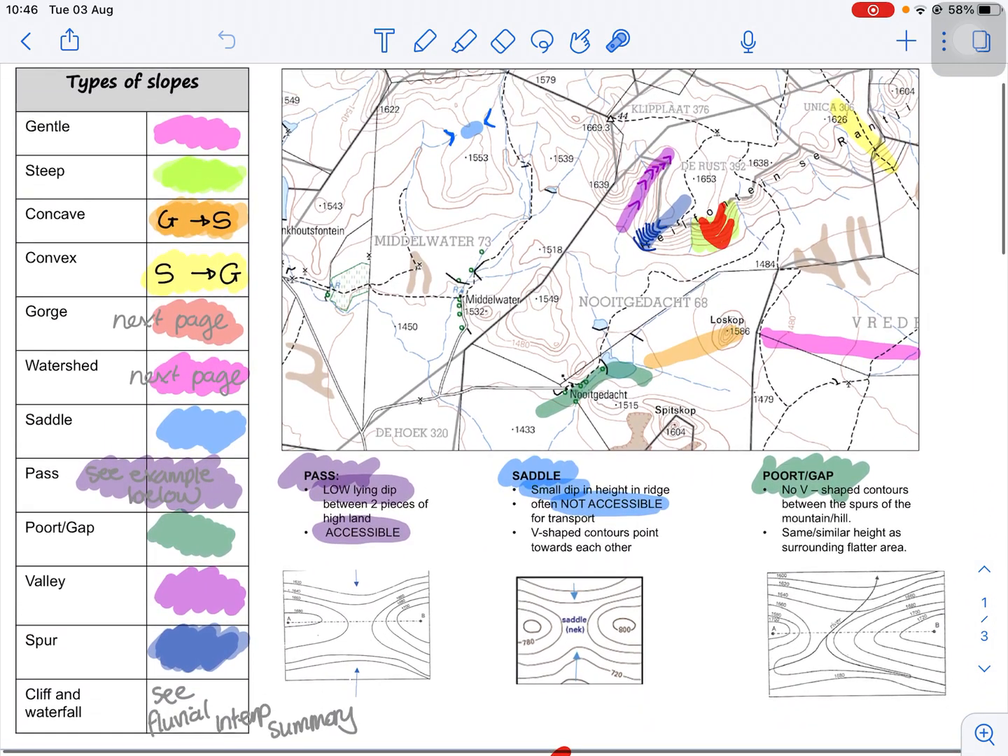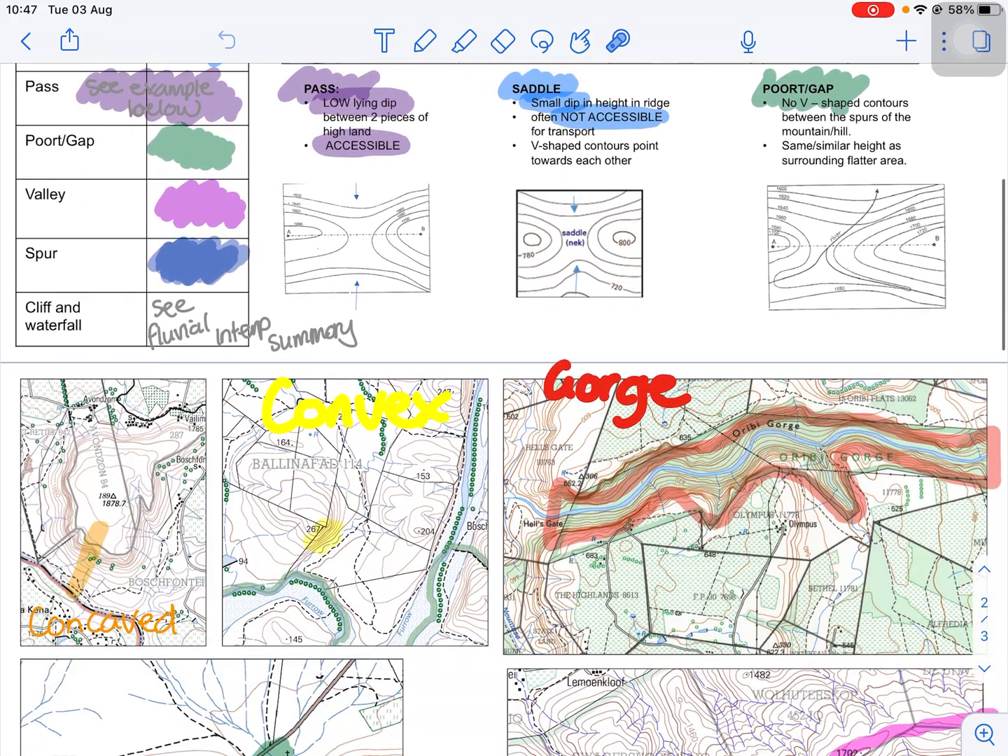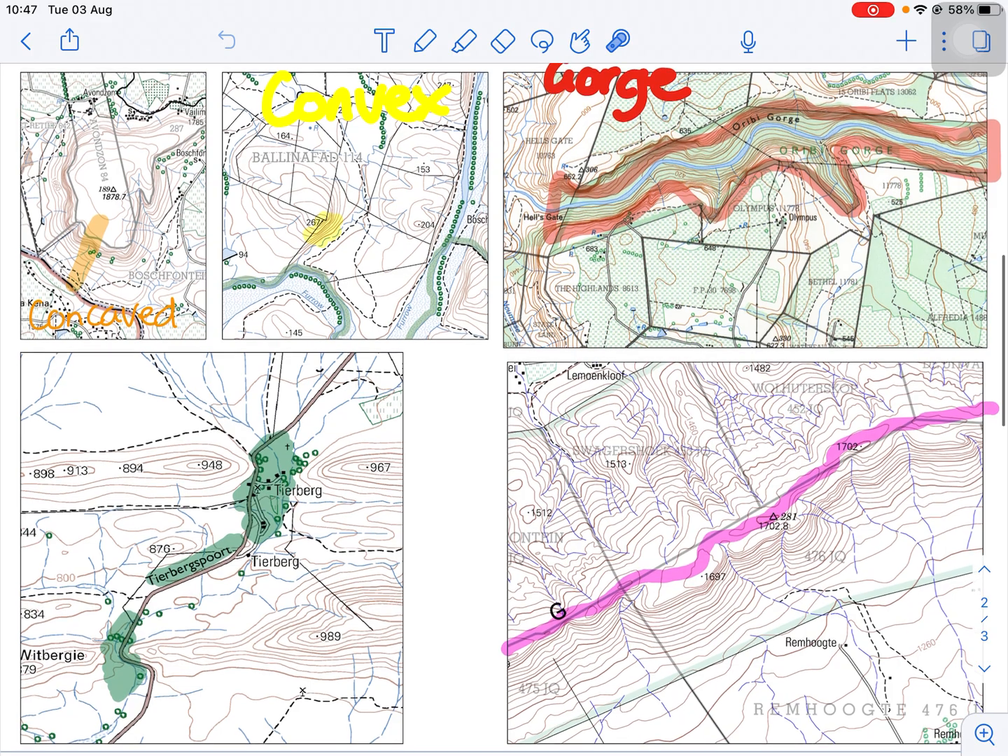And then if we want to identify cliffs and waterfalls, that's on your fluvial interpretation summary. And remember, the cliff is when those contours are basically on top of each other, showing a vertical drop. And the waterfall, there is a symbol for that waterfall. And often the name of the waterfall is written there, waterfall, Grabis or whatever. Okay, let's have a look at some of the other examples.